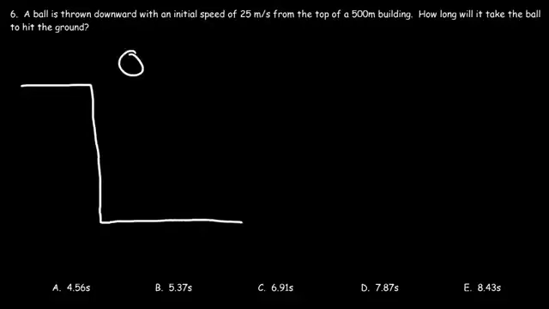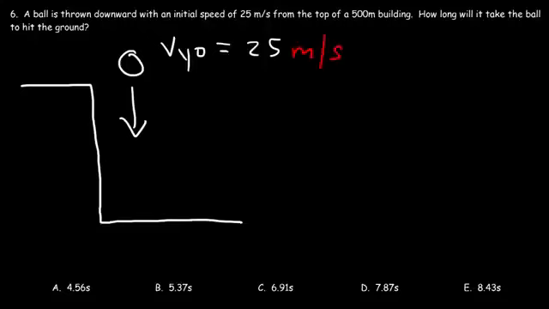Number 6. A ball is thrown downward with an initial speed of 25 meters per second from the top of a 500-meter building. How long will it take the ball to hit the ground? So in this problem we have the same picture, but this time the ball is thrown down with an initial vertical speed of 25 meters per second. And the height of the building is a little bit different. It's 500 meters this time.